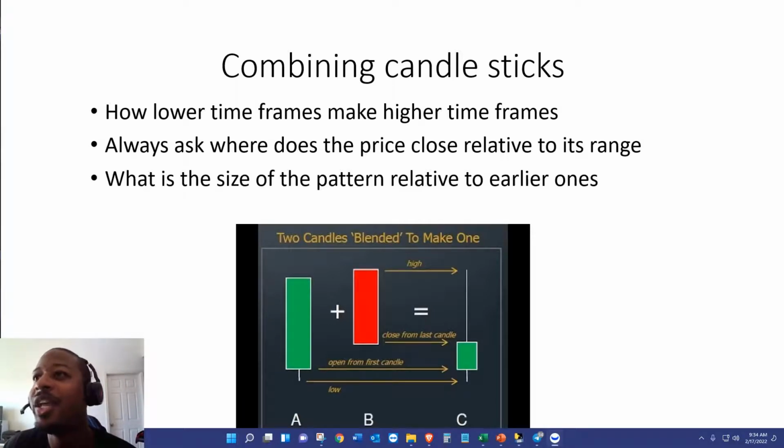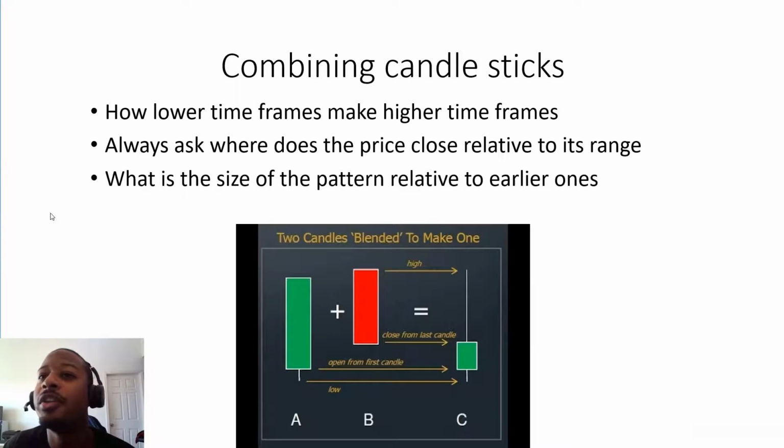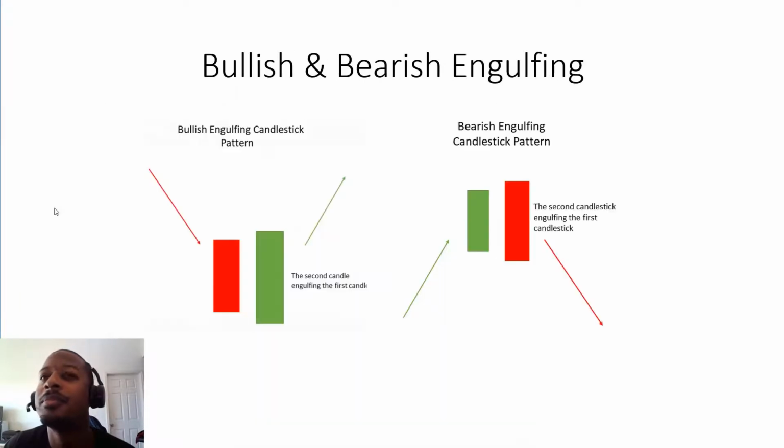Sorry. So yeah, that's pretty much what you want to consider when you're looking at candlesticks. And forgive the noise, there's construction going on outside. So hopefully you guys don't hear too much of that.